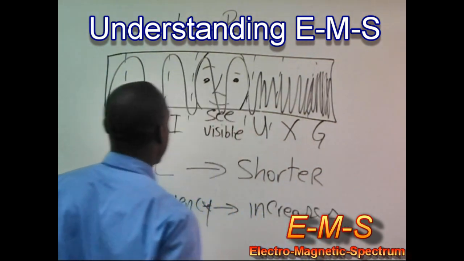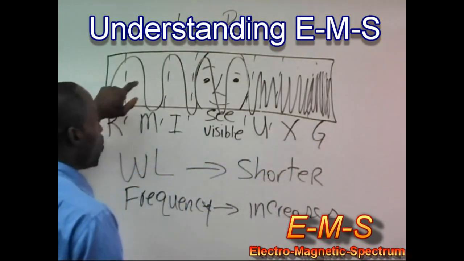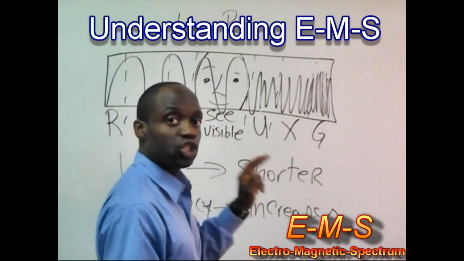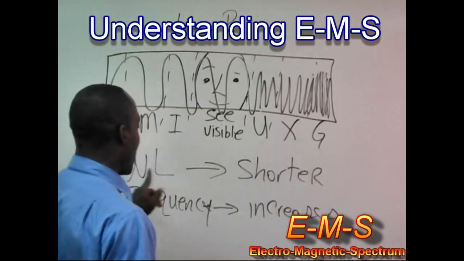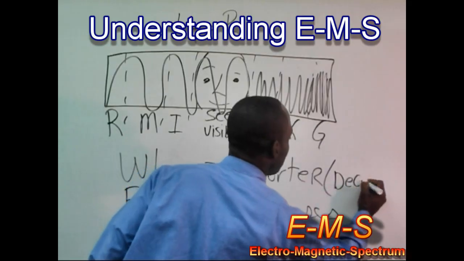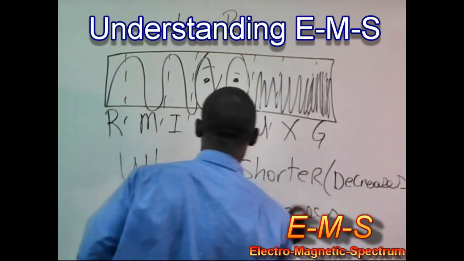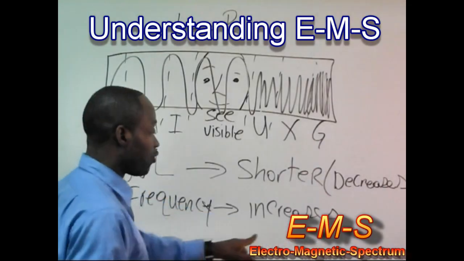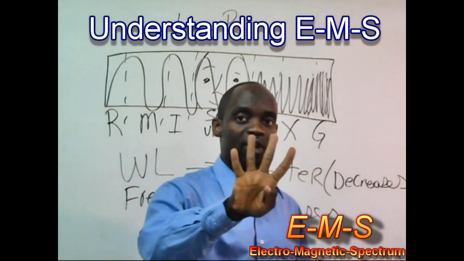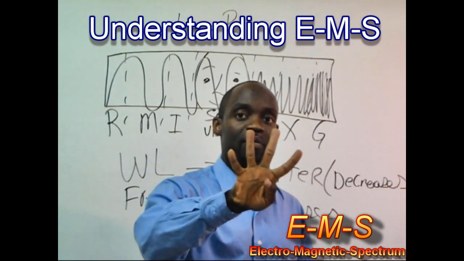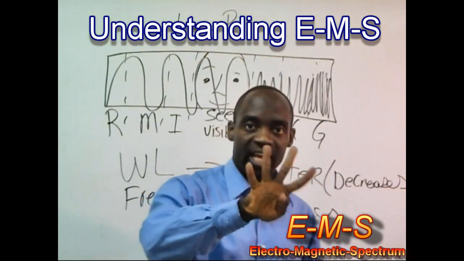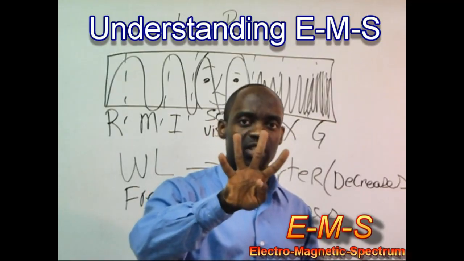All right, let's go back over that. From left to right, my wavelength decreases, meaning that it gets shorter, but my frequency increases. I put shorter, but I'm going to put decrease here so you understand. So wavelength decreases, but frequency increases. What does that mean? Let me use my hand for a second. If I put my fingers up like this, spaced out, that simply means my wavelengths are longer. Long length, long.